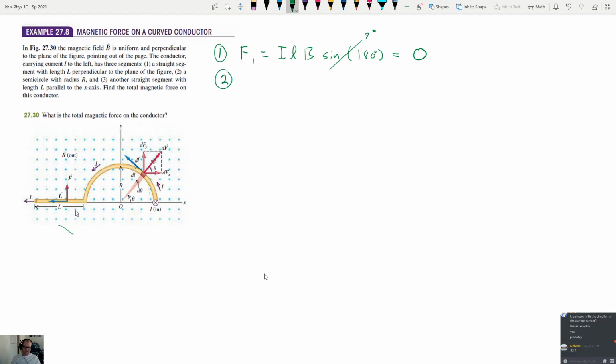Second segment. This is the hard part. We could do the third one first. Third one's easy, right? Second segment was hard.